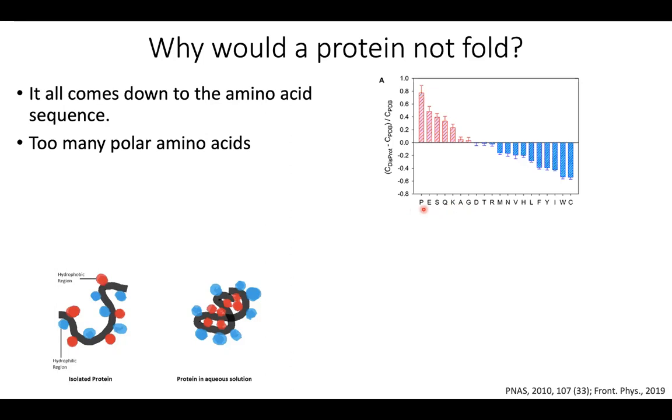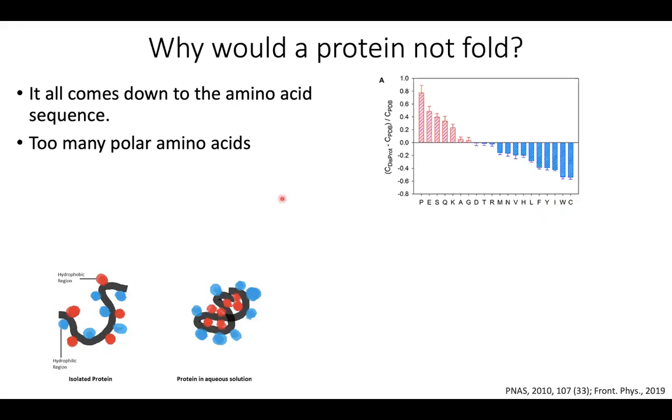Proline, as I said before, doesn't form an alpha helix. It's a helix breaker. It rarely forms a beta sheet too. Then you have glutamic acid, serine, lysine, alanine, glycine. On the other hand, the amino acids that are favored in the PDB are mostly the hydrophobic or non-polar amino acids. So you have the aromatic ones, tryptophan, phenylalanine, tyrosine, isoleucine, valine.